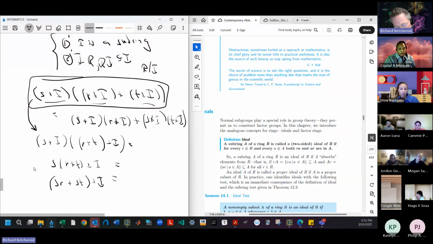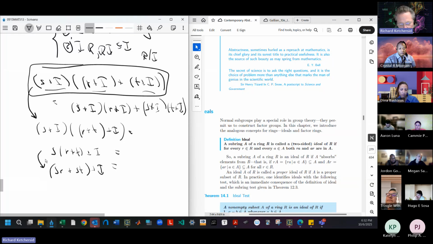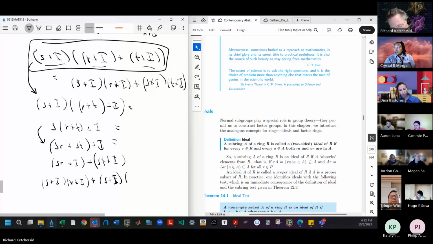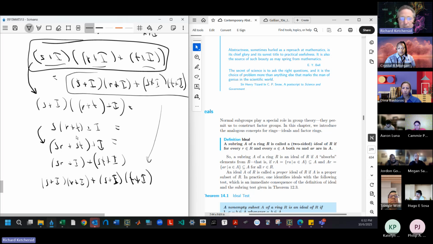Now, why is that true? Well, that's distributivity in the ring. I'm just using the fact that the ring is distributive, right? And then I unpack the definitions in the other way. So this becomes SR plus I plus ST plus I. I'm just using the definition of how addition and multiplication was defined there, right? And then this thing I unpack into S plus I times R plus I plus S plus I times T plus I, which is what I wanted, right? That was this side. So we've got equality between all those things, and so they're the same, right?